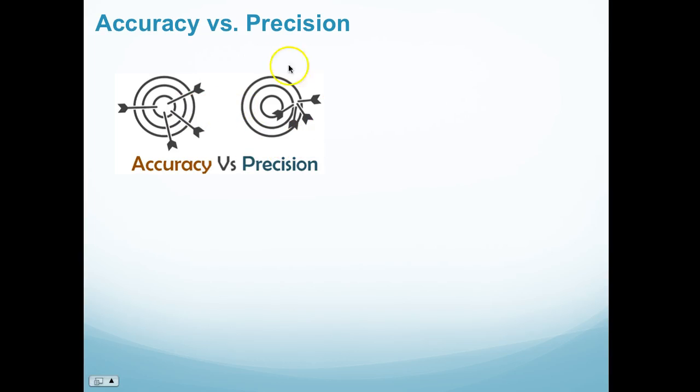If I look at precision, notice that I'm not hitting the center of the bullseye, so it's not accurate, but I do have all of my hits in the same general area. So I do have precision. Another way that we could describe precision is reproducibility. So even if I'm not accurate, I can be precise by getting the same value over and over.